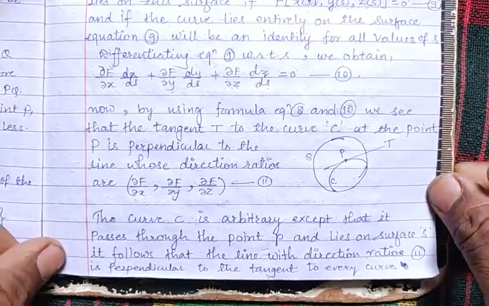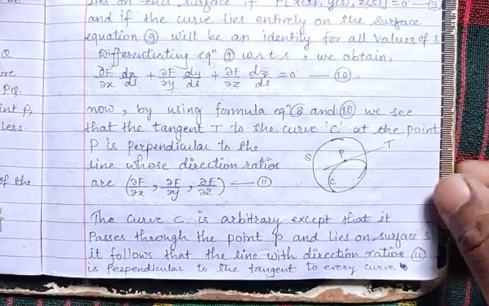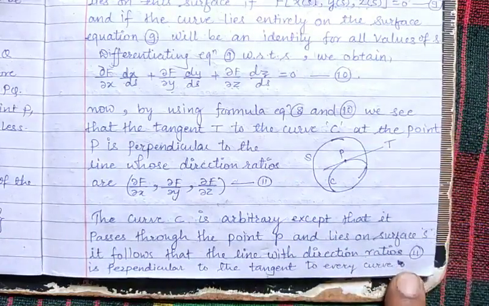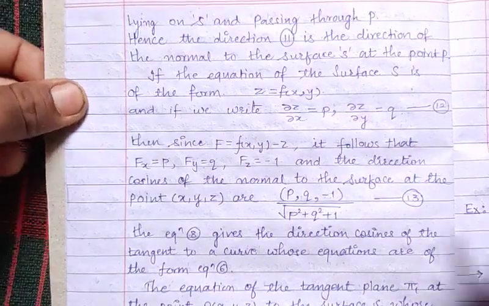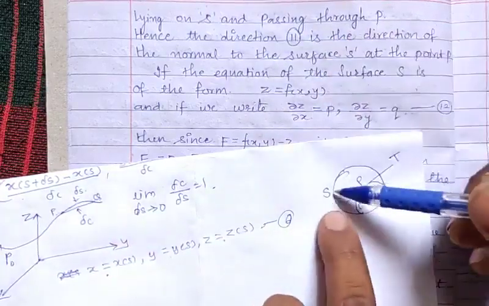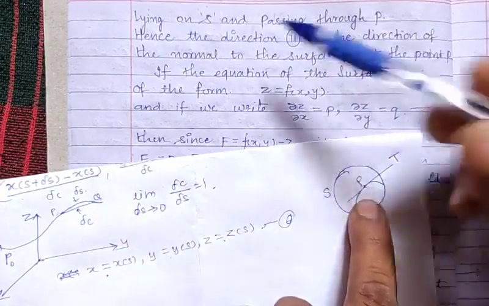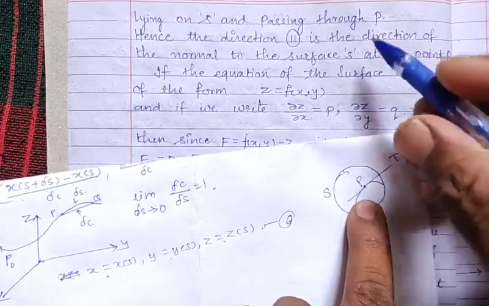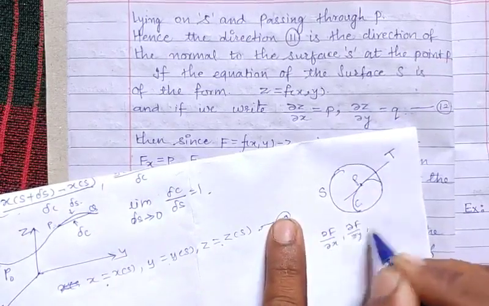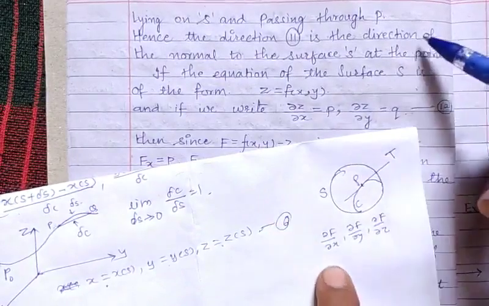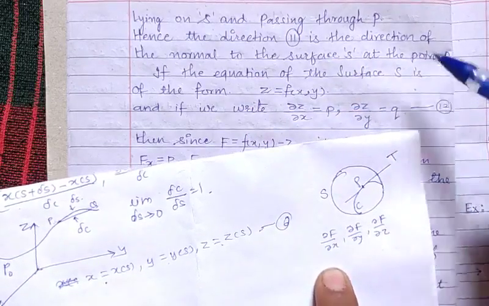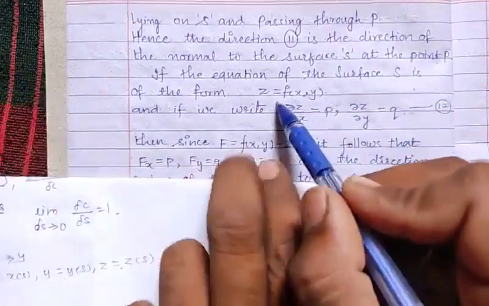So it follows that the line with direction ratios in equation 11 is perpendicular to the tangent to every curve lying on S and passing through the point P. See this figure, which lies on surface S and which passes through the point P. Hence equation 11, which is ∂f/∂x, ∂f/∂y, ∂f/∂z, is the direction of the normal to the surface S at point P.